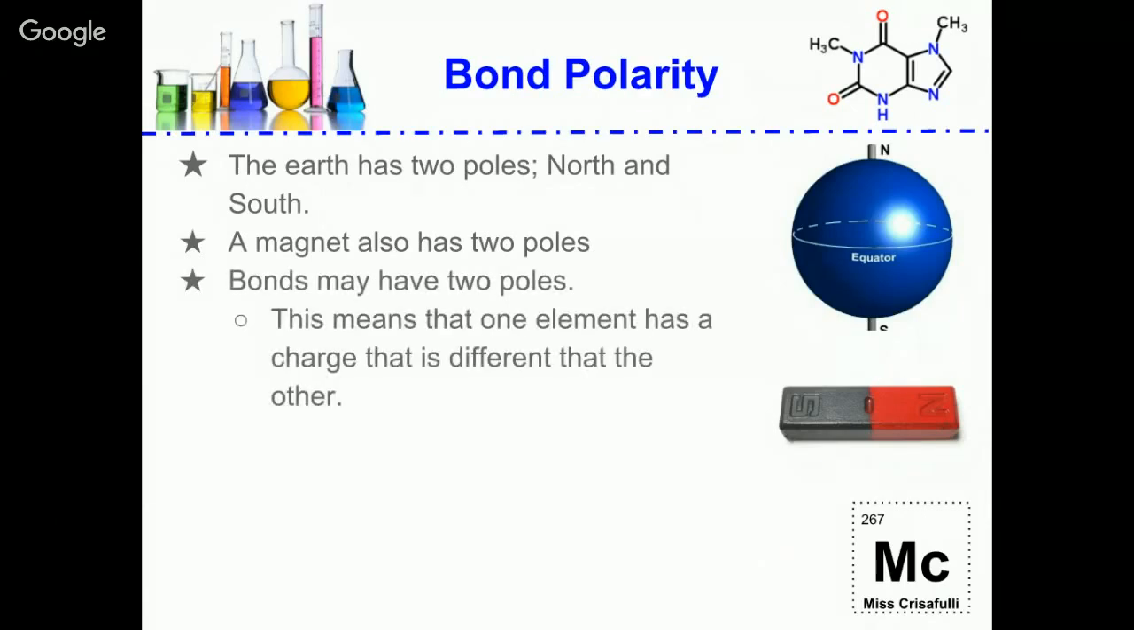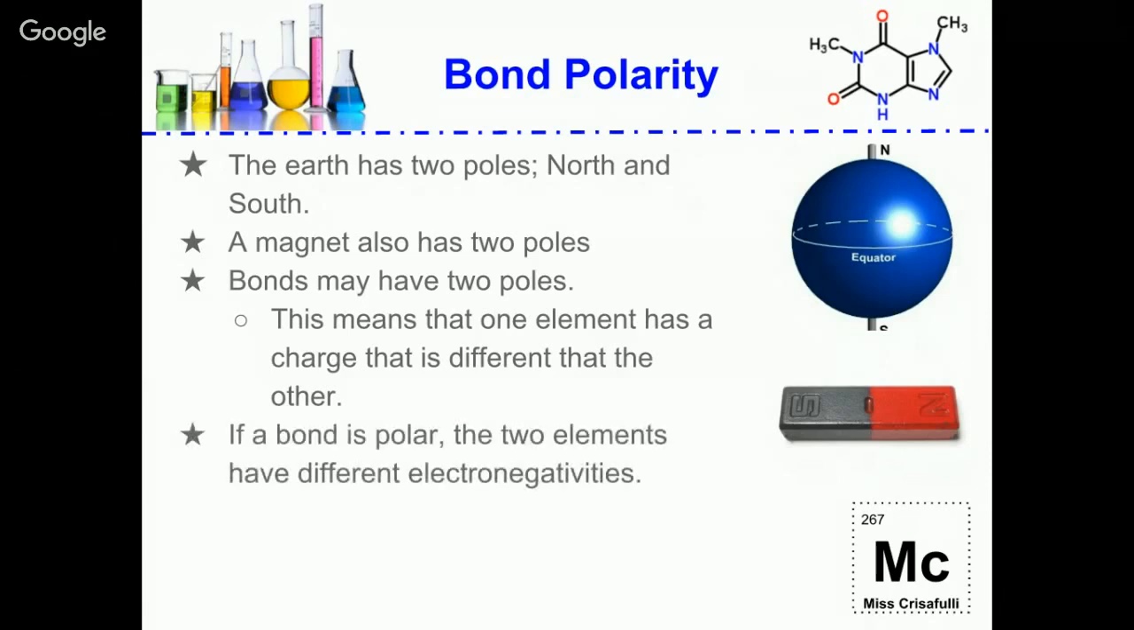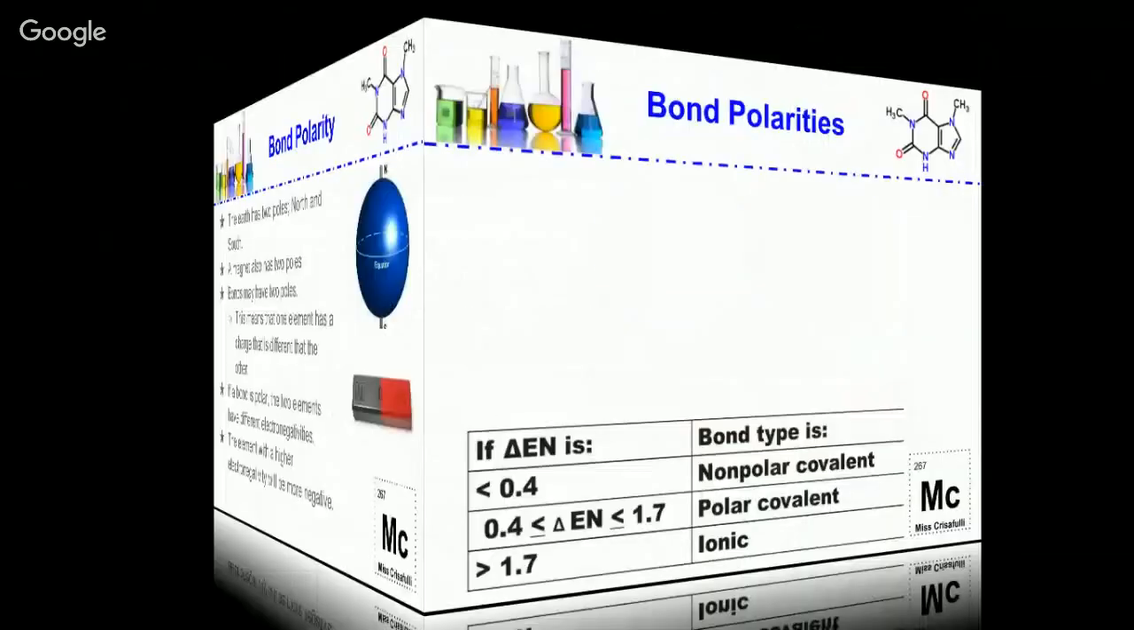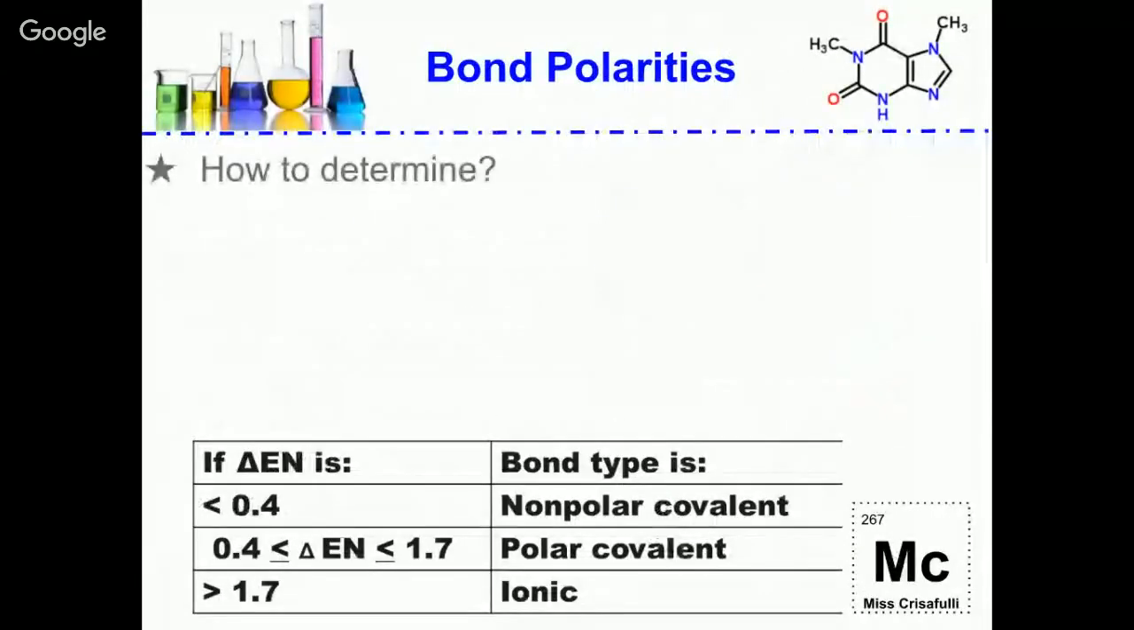And this means that an element is going to have a charge that's different than the other one. So, if a bond is polar, the two elements have different electronegativities. The element with the higher electronegativity is going to be the one that's more negative. So, how do you determine this?